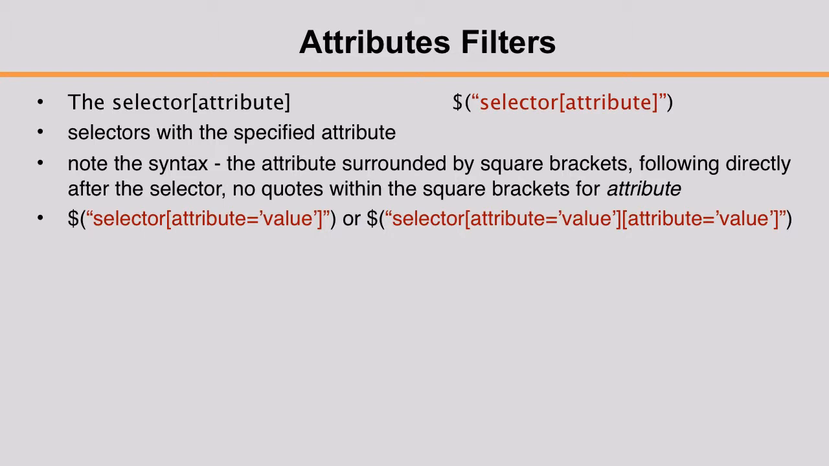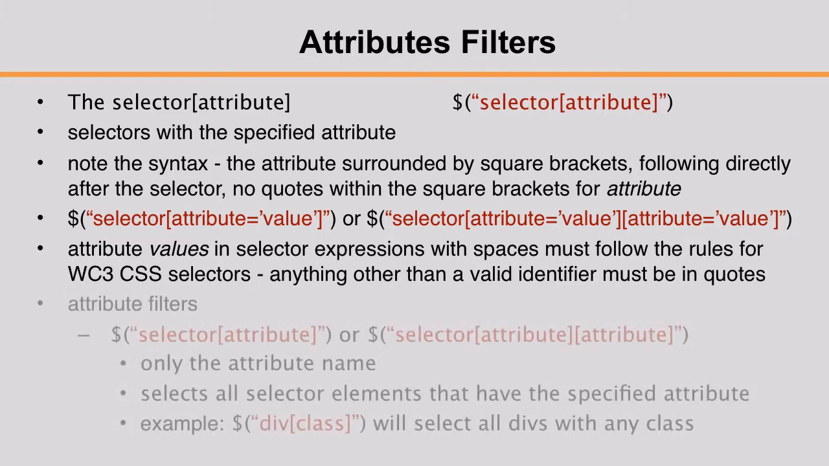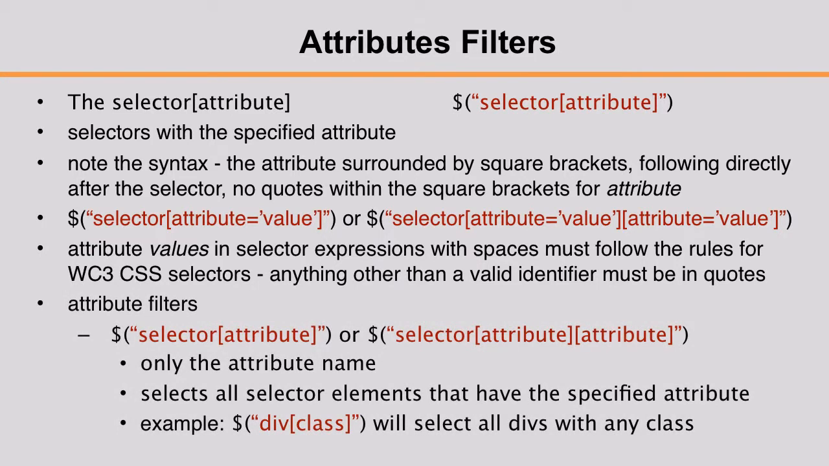Let's look at the main types of attribute filters. An attribute filter with a simple attribute name will select all elements in the selector that have that attribute. For example, div attribute class will select all divs with any class. Without a value, this selector will select on the attribute itself.